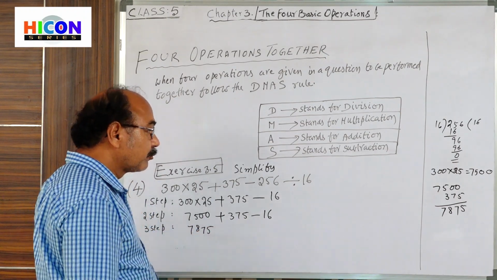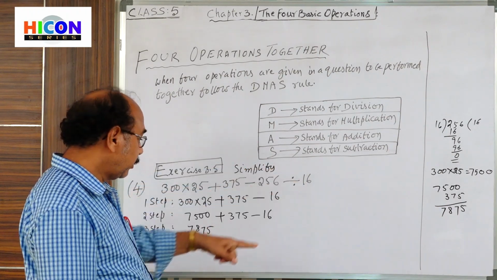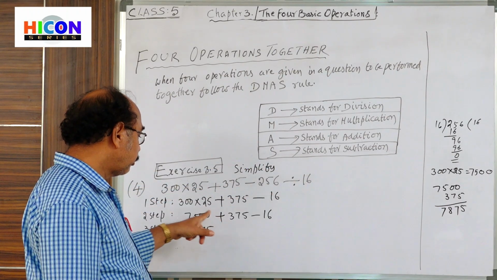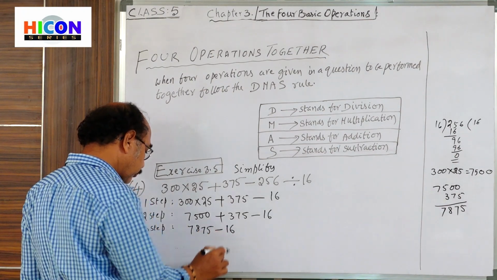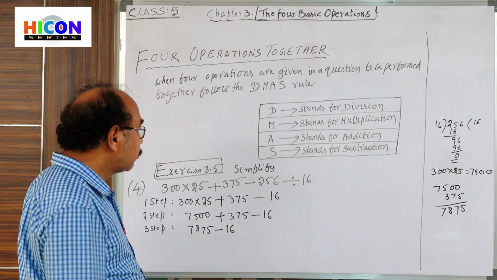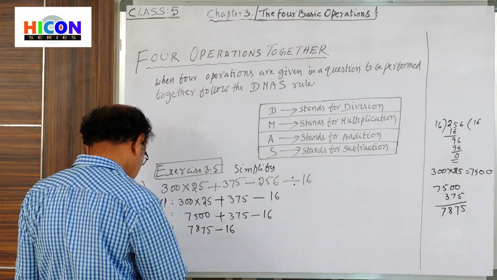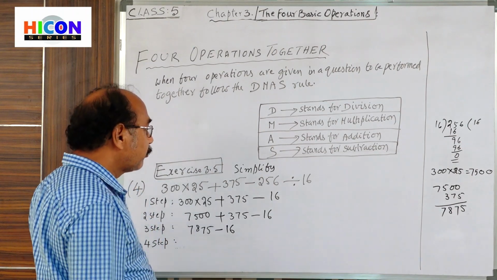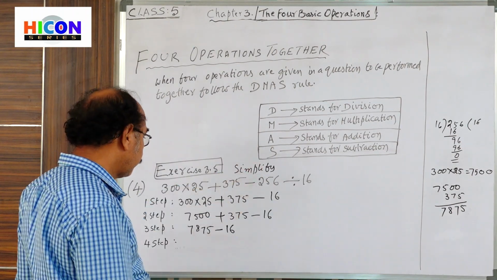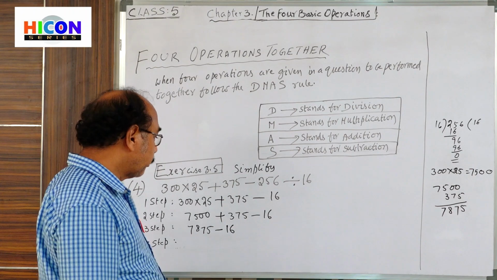7,875. The two numbers were added. That result I wrote here. Minus 60. This is step 3 work. Now step 4. In the fourth step, subtraction. Subtraction, that means minus.